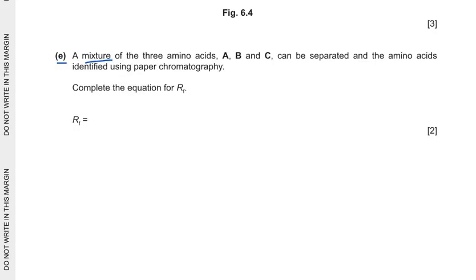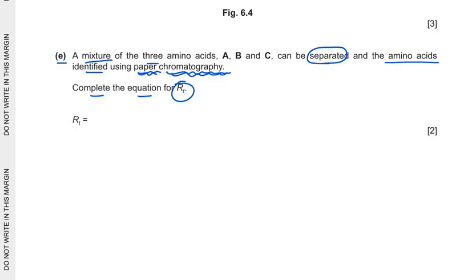E is a mixture of 3 amino acids A, B and C, which can be separated and the amino acids identified using paper chromatography. Now this is all about paper chromatography. Complete the equation for the RF.